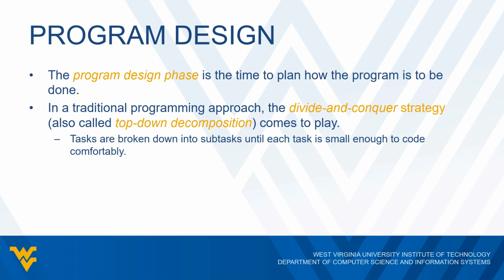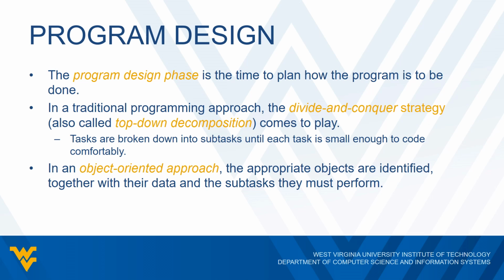There is a second approach, which is an object-oriented approach, and the idea with this is that we would identify objects, and we would determine the data and the subtasks that each of these objects would perform. So this would allow classes to be designed with variables to store the data and then functions to carry out these tasks. And then the objects from these classes would cooperate to accomplish the job. So it's a similar approach to the divide and conquer strategy.